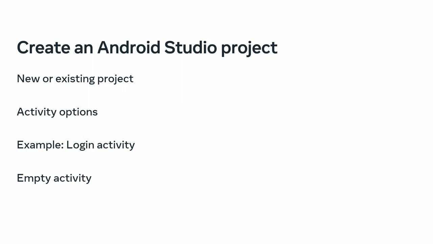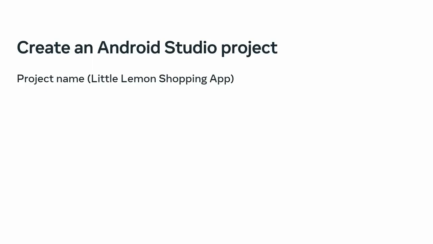Therefore, let's proceed with the empty activity. This option will produce a minimal amount of code for an activity creation. As a result, it may prove to be less distracting as you build your own code. On the next screen, you enter the name of your project, for example, Little Lemon Shopping App. The package name will be a unique prefix for files in your project. Usually, it includes domain, company, and project names.